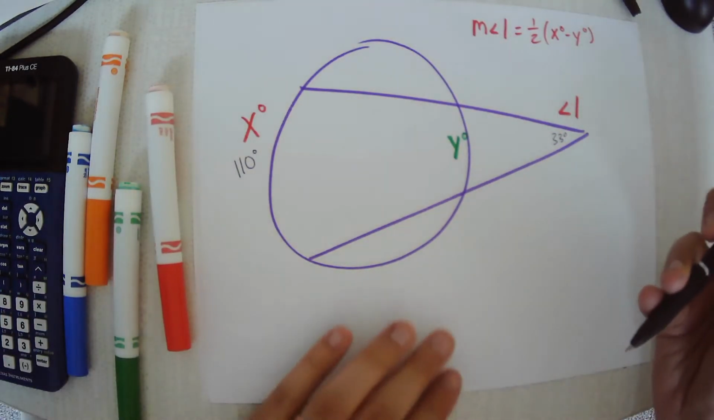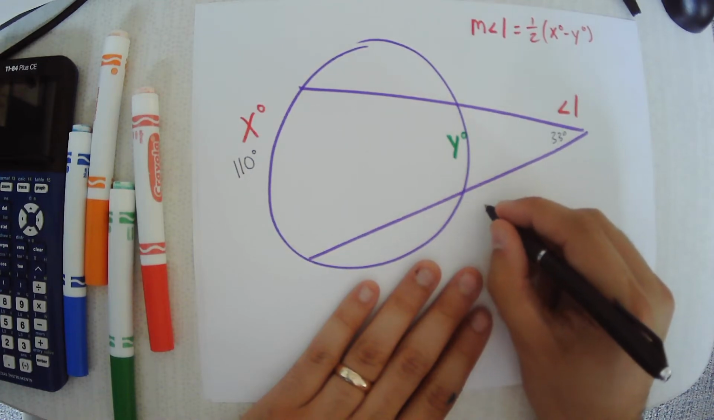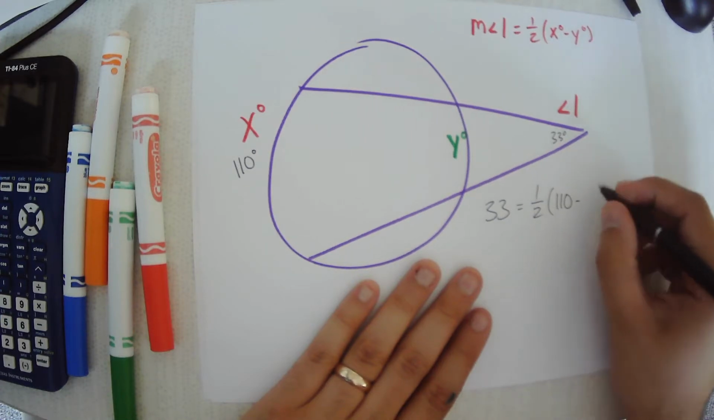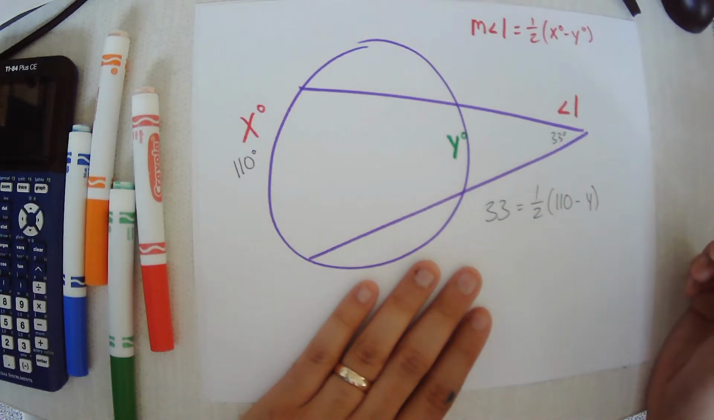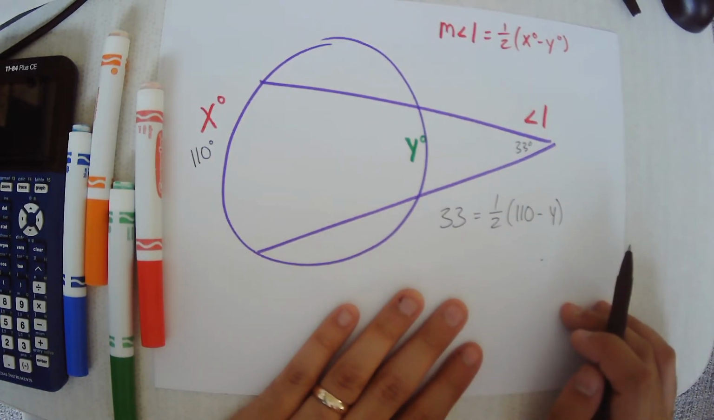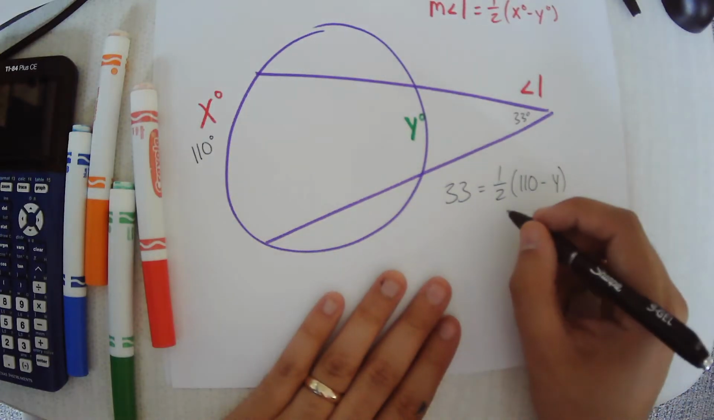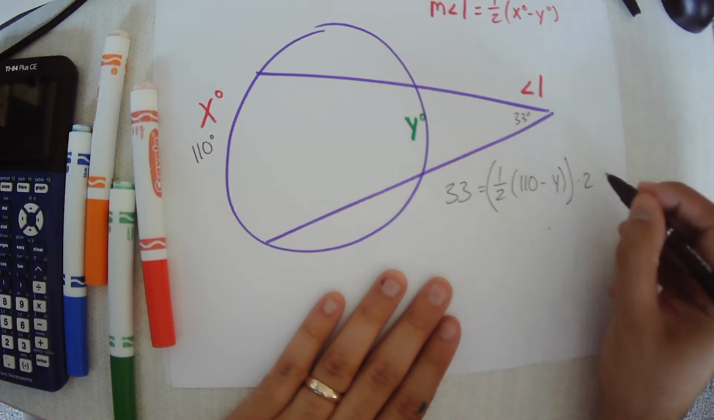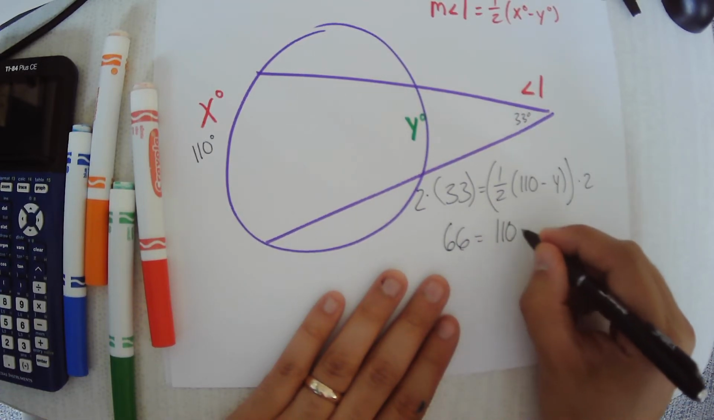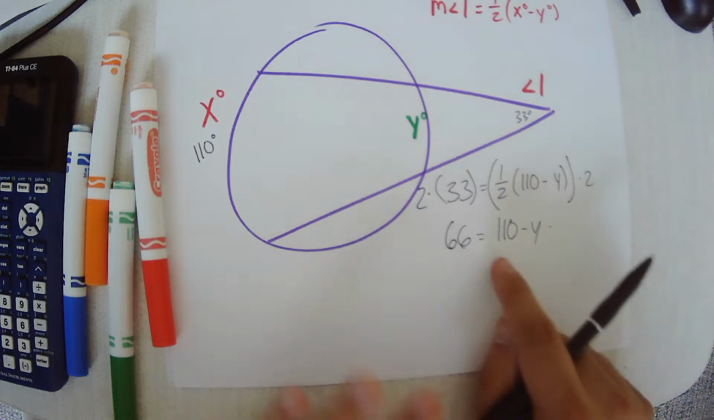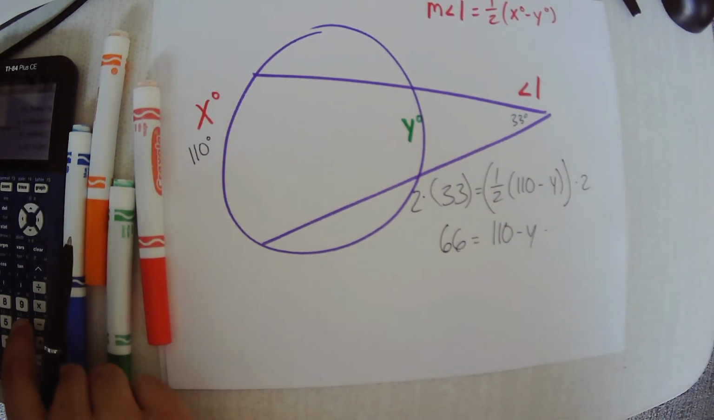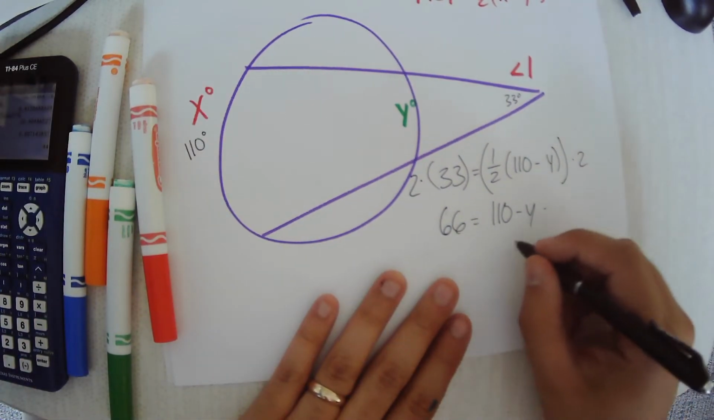So that means if I wanted to plug all this in, it'd be something like 33 is 1/2 of 110 minus my variable. That's the setup. First thing I'm going to do is double each side to get rid of that 1/2. 66 is 110 minus y. So 110 minus some number gives me 66. And that would be 44.